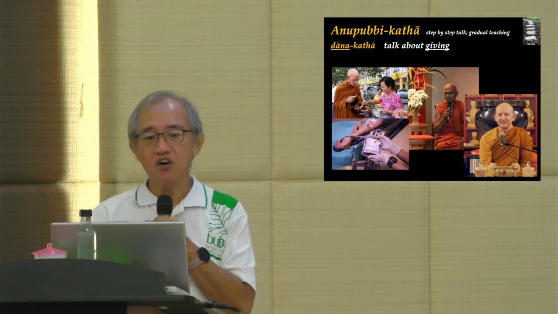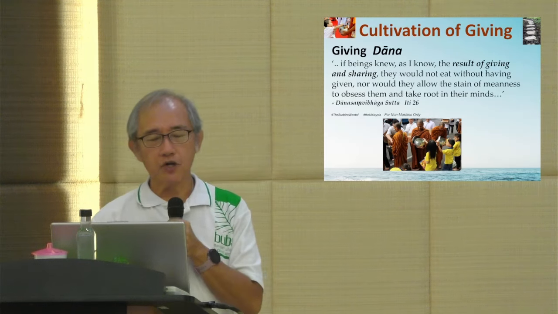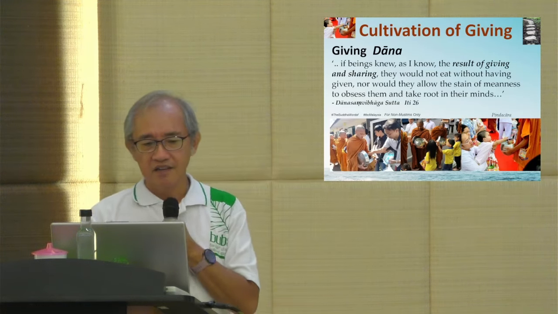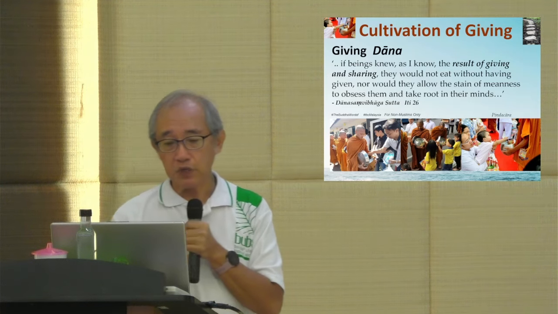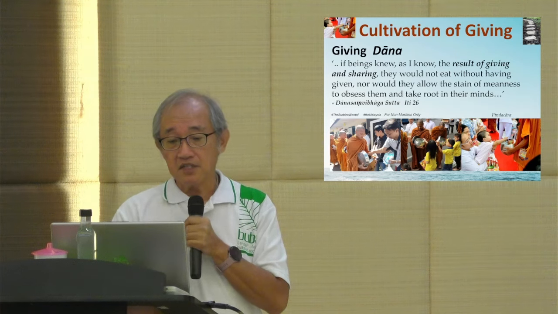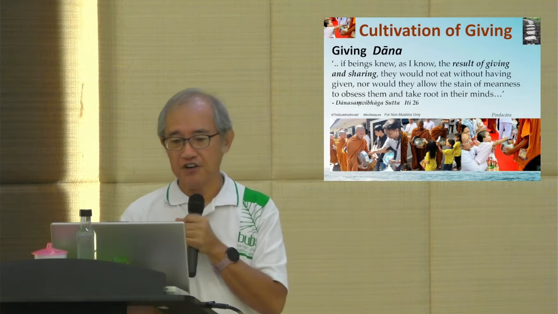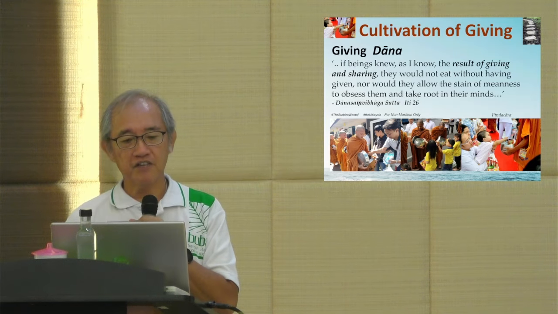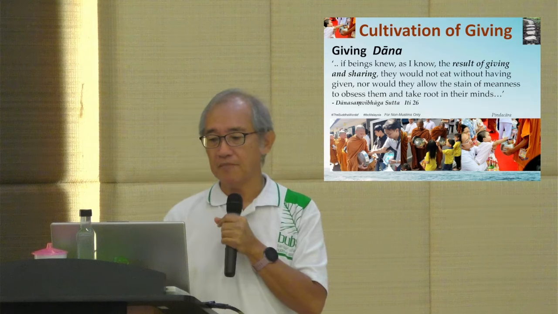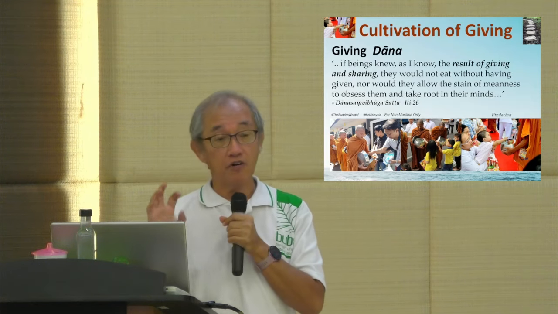So, cultivation of giving. And elsewhere, in other lectures, the Buddha keeps talking about Dana, Sila, Bhavana. So what is Dana? Here in this particular sutta from the Itivuttaka, one of the books in the Khuddaka Nikaya, in the Tipitaka, the Buddha says, if beings knew, as I know, the result of giving and sharing, they would not eat without having given, nor would they allow the stain of meanness to obsess them and take root in their minds. So here the Buddha clearly says the power of giving.